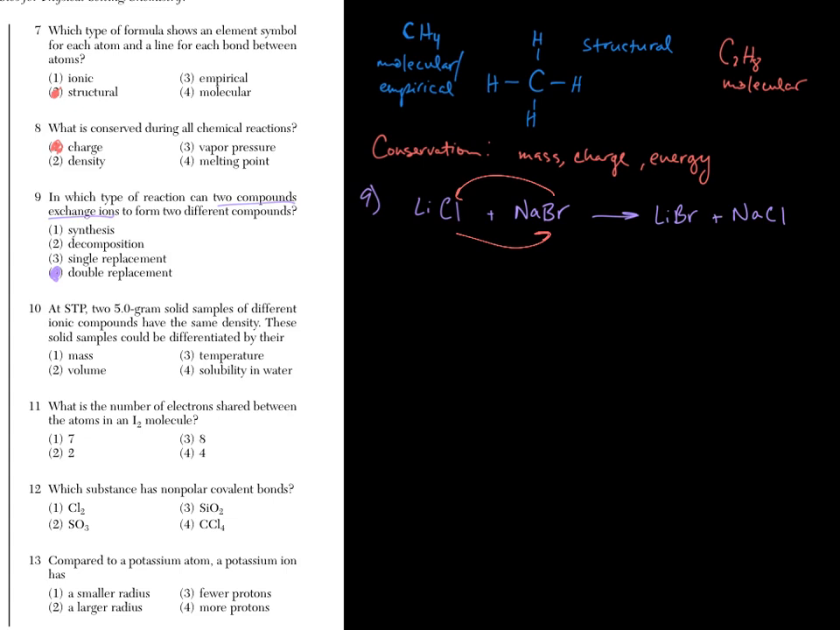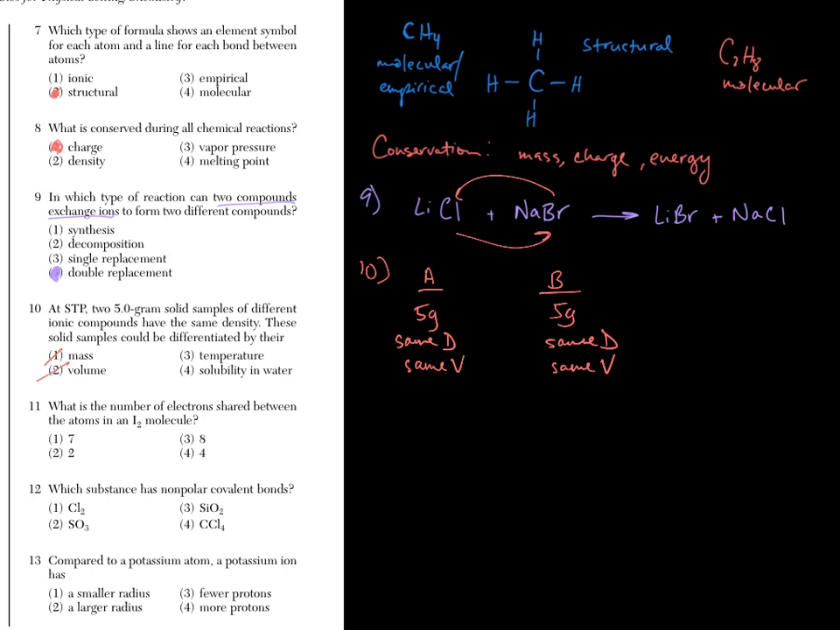And number 10, at STP, two 5-gram solid samples of different ionic compounds have the same density. These solid samples could be differentiated by their what? So it's definitely not mass because they are both 5 grams. I'm going to split this up into sample A and sample B. They're both 5 grams each. They have the same density. So by virtue of both having the same mass and same density, they're also going to have the same volume.